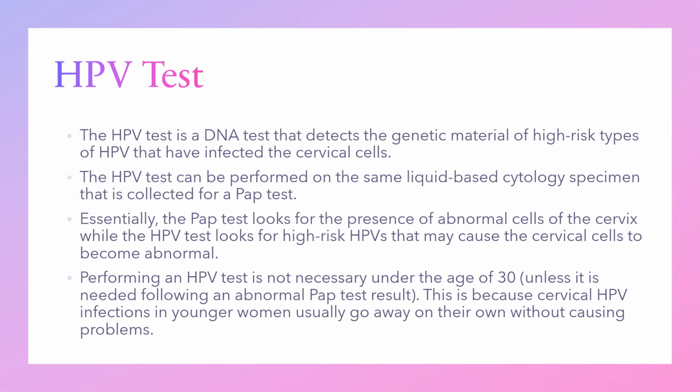So our other test for our cervical cancer screening is the HPV test. The HPV test is a DNA test that detects the genetic material of high-risk types of HPV that have infected the cervical cells. About 70% of all cervical cancers are caused by HPV type 16 and 18. The HPV test can be performed on the same liquid-based cytology specimen that is collected for a Pap test. Essentially, the Pap test looks for the presence of abnormal cells of the cervix, while the HPV test looks for high-risk HPVs that may cause the cervical cells to become abnormal.